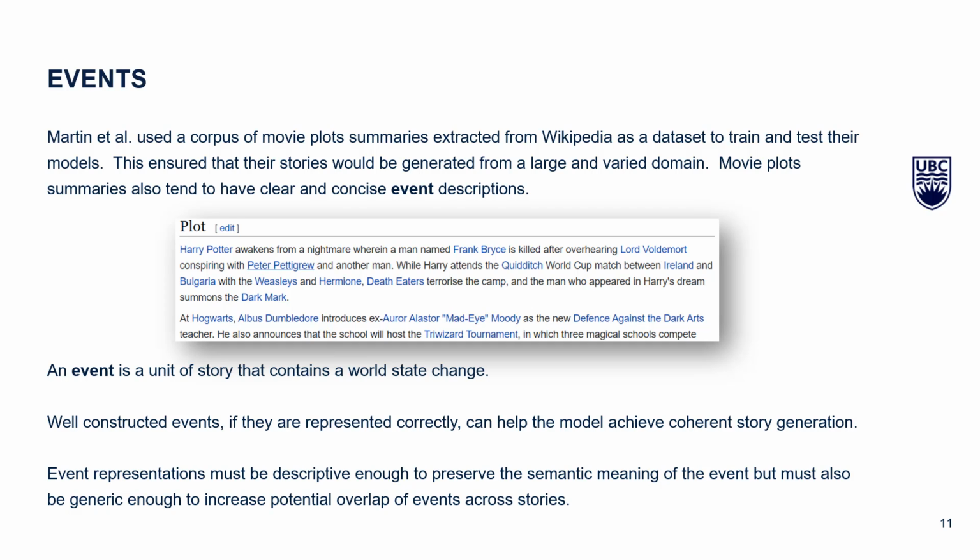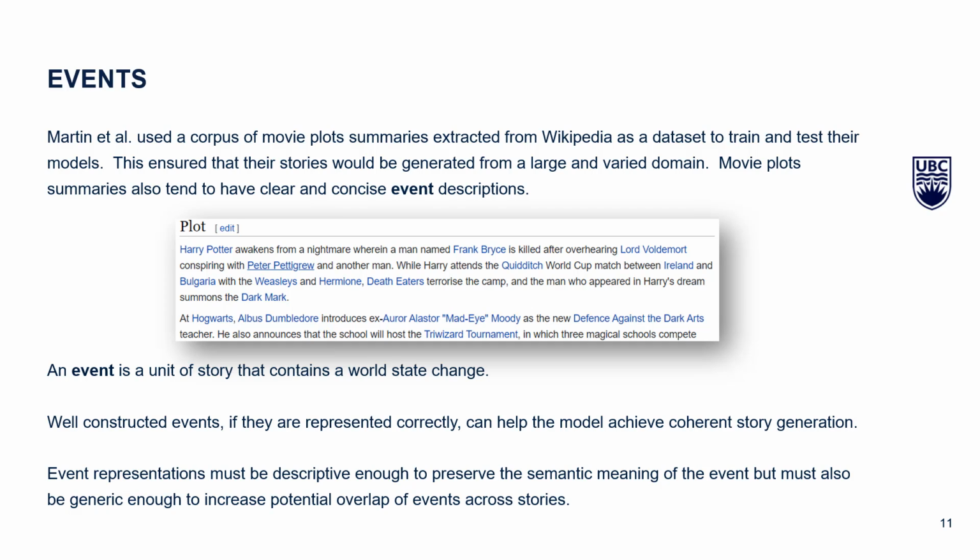Now, I would like to define what an event is in the context of story generation. An event is a unit of story that contains a world state change. A world state change means that something took some sort of action to change the state. So at minimum, you need a verb and a subject. However, a well-formed event would generally have more descriptive information in it, such as an object of the verb.